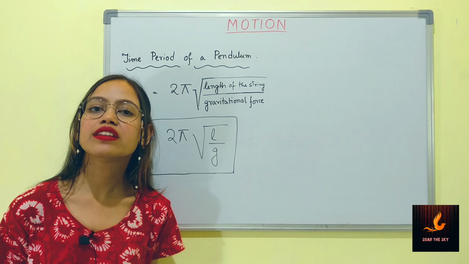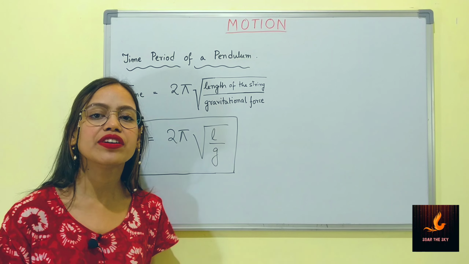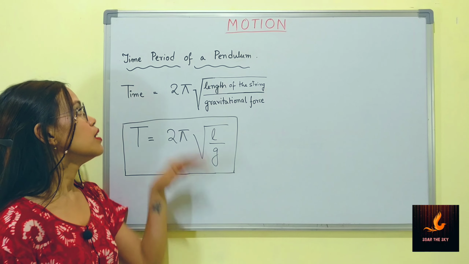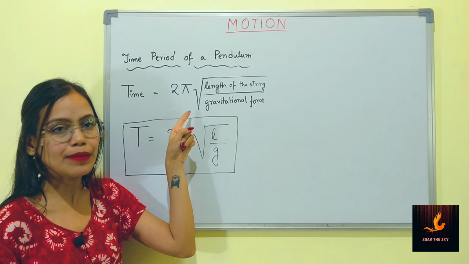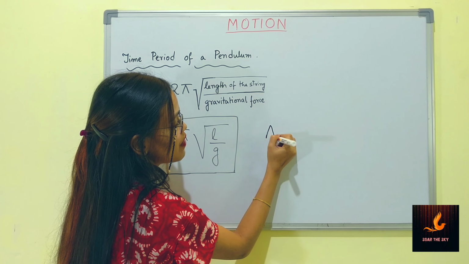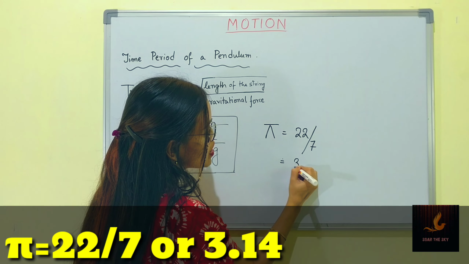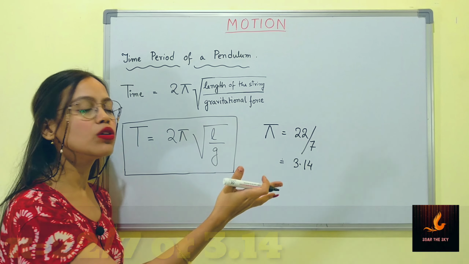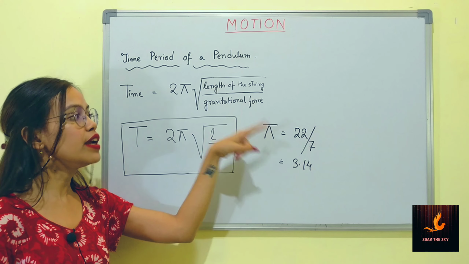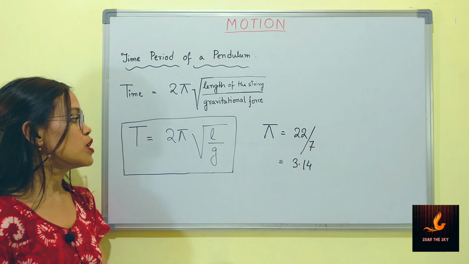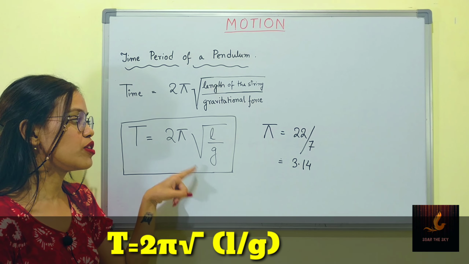So how do we calculate the time period then? As we know now all the factors that are affecting the time period, let's come back to how to calculate that. The time period of a simple pendulum has this particular formula. It's 2 pi. Pi means a constant whose value is 22 by 7 or 3.14. You can take any of the values. So 2 pi root over of the length of the string divided by the gravitational force. So the formula for finding out the time period is T is equal to 2 pi root over of L by g.